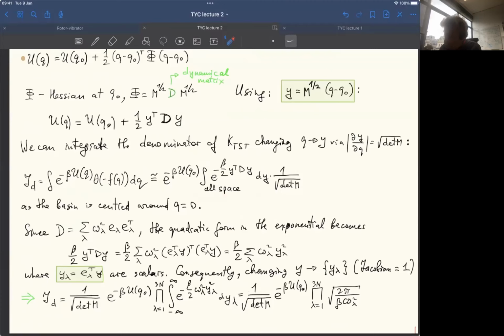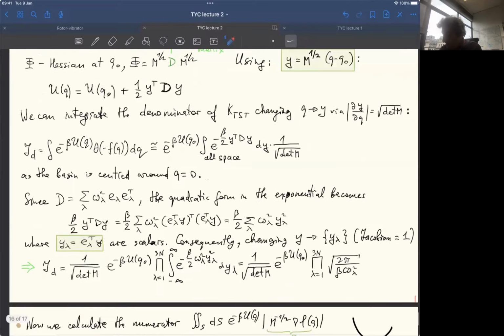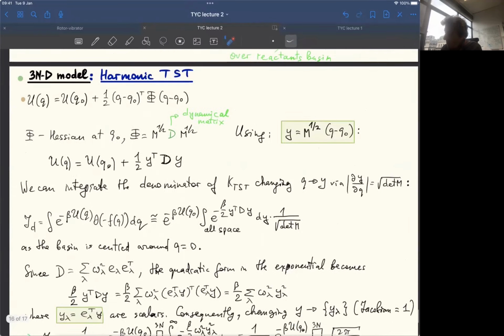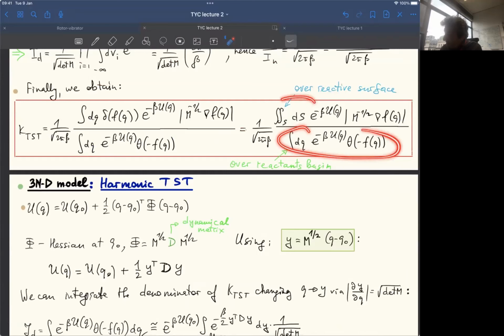The calculation is performed by going into normal coordinates, and then after all this calculation, which is not really difficult, but I don't think it's appropriate now to go into much detail, you have basically a product of independent Gaussians when you go to the normal modes. You obtain something like that. It contains frequencies of our system in the reactant basin, where the system is initially in the minimum. So this was the denominator. What about the numerator in the transition rate?